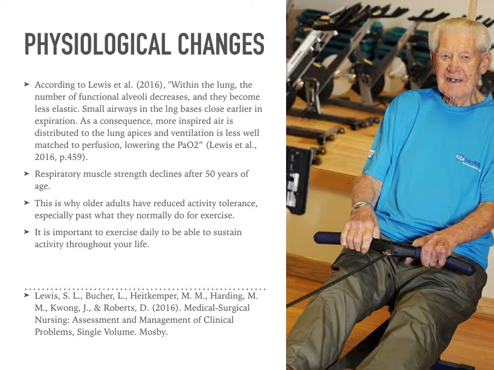Respiratory muscle strength declines after 50 years of age. And so this can contribute to why older adults have reduced activity tolerance, especially past what they normally do for exercise. So this is kind of talking about how important it is to continue exercising in equal amounts as we go on through our lives. That way we can continue to keep our exercise tolerance up, and that can help our muscles stay strong so we're able to keep breathing normally and continuing to do the things that we would normally do, just like normal daily activities, as well as exercise, because that is important. Just like it says, it is important to exercise daily to be able to sustain activity throughout your life.